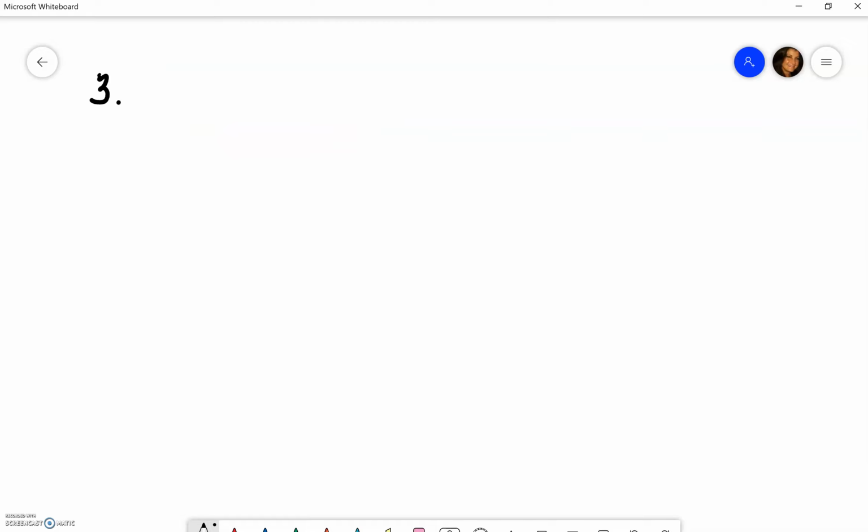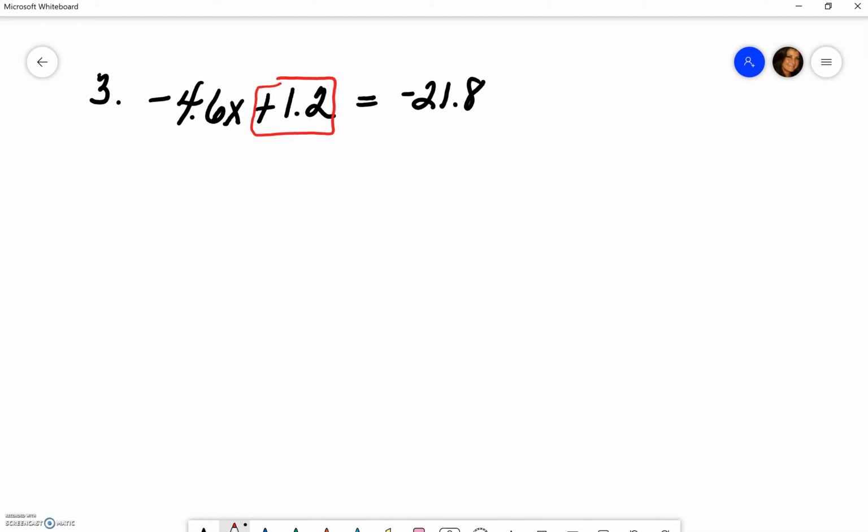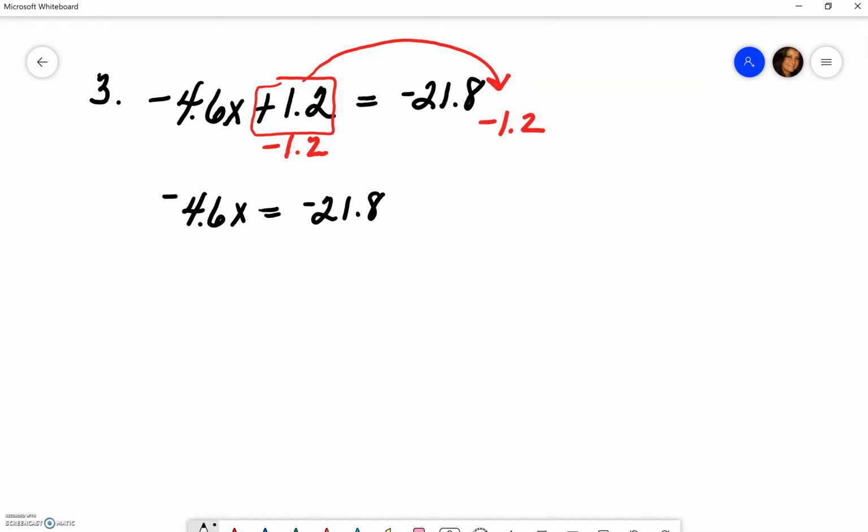Now number 3. We have something like this, negative 4.6x plus 1.2 equals a negative 21.8. Now you can see the goal for this one. They're going to try and get you to realize that first, let's move this one over to this side. So if you subtract it out, what you do to one side, you must do to the other. So when we rewrite it, it should look like this. And then we have negative 21.8 and then minus 1.2.